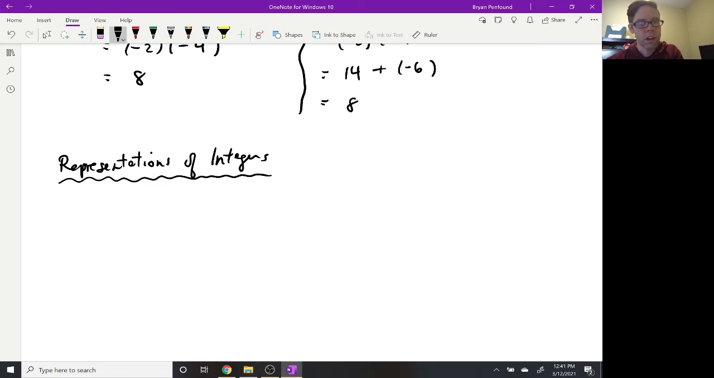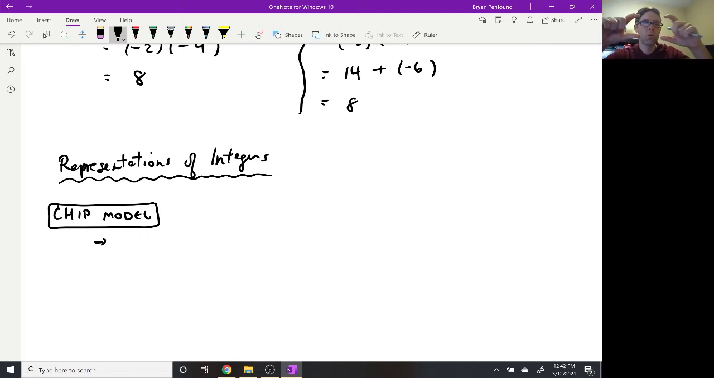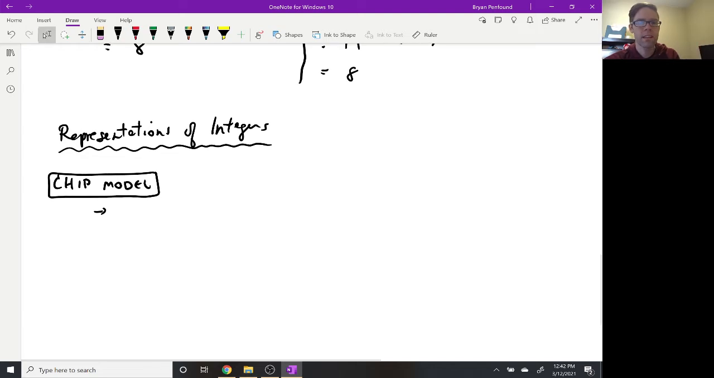Now, one of the most common models I've seen to introduce integers is the chip model. In the chip model, we have basically a two-colored object. I don't think I have anything here at home, but maybe a square or a circle, and on one side it has one color, and on the other side it has a different color. For the purpose of our notes, it's probably easiest to use circles, and then we're either going to color it in or we're not going to color it in.